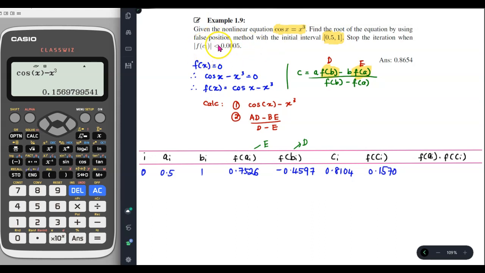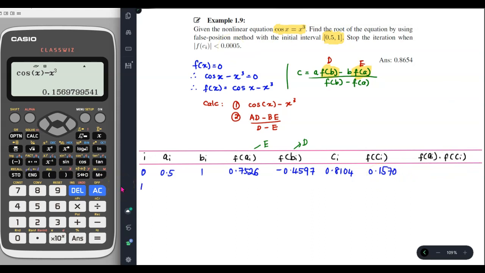Okay, so look at this stopping condition. We need to stop the iteration if we satisfy this one. We can see this column corresponds to the FC, so look at the positive value of this. This is 0.1570, which is way greater than this given epsilon here, 0.005. So we need to proceed. It means that we need to have I equals 1.